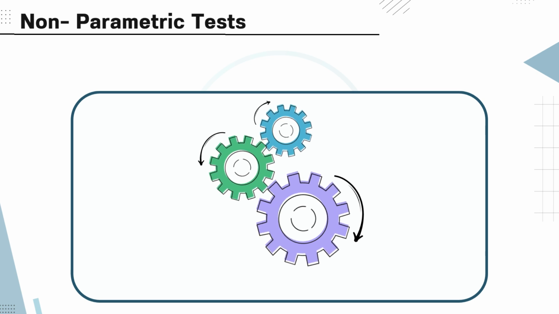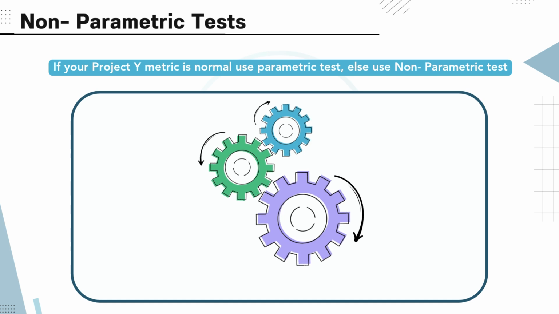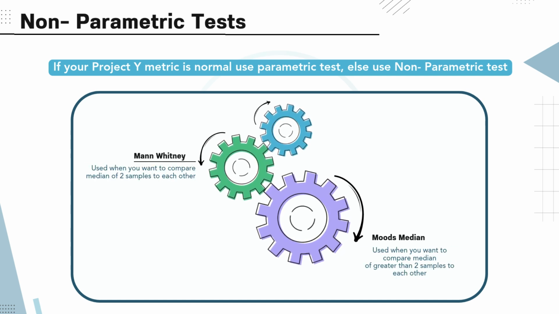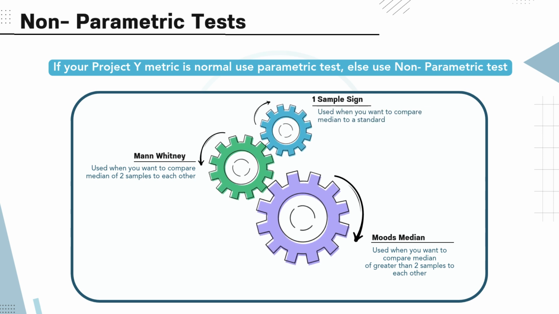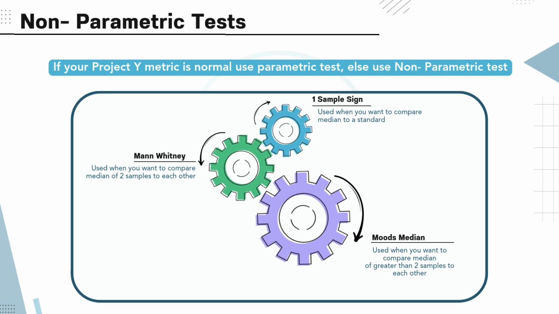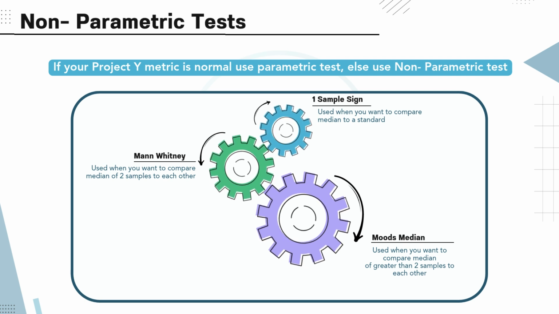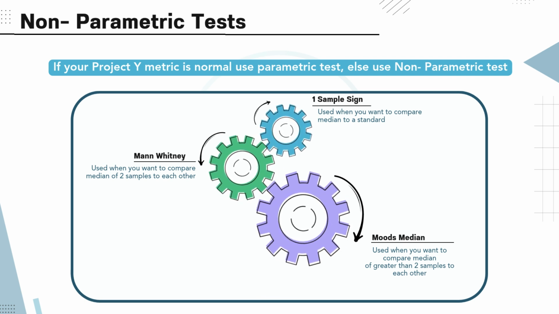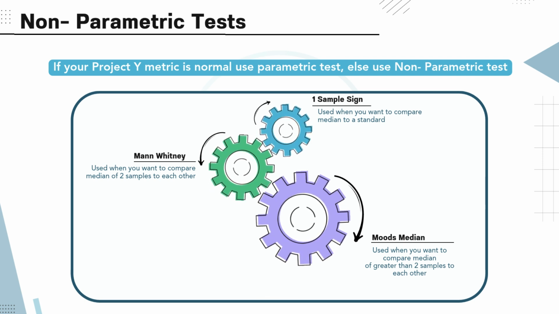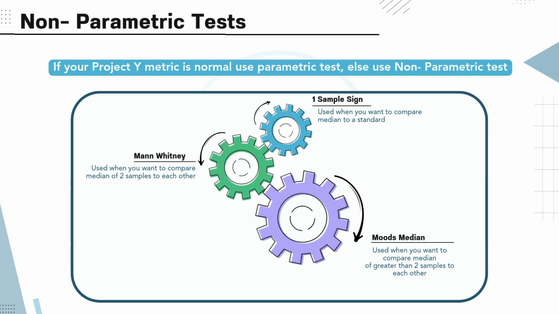In this slide, we're focusing on three essential non-parametric tests, which are valuable tools when your data does not follow a normal distribution, something we frequently encounter in real-world projects. Key principle: if your project Y, the response variable, is not normally distributed or has outliers, then a non-parametric test is more appropriate than a parametric test. Let's look at the three main tests covered here.